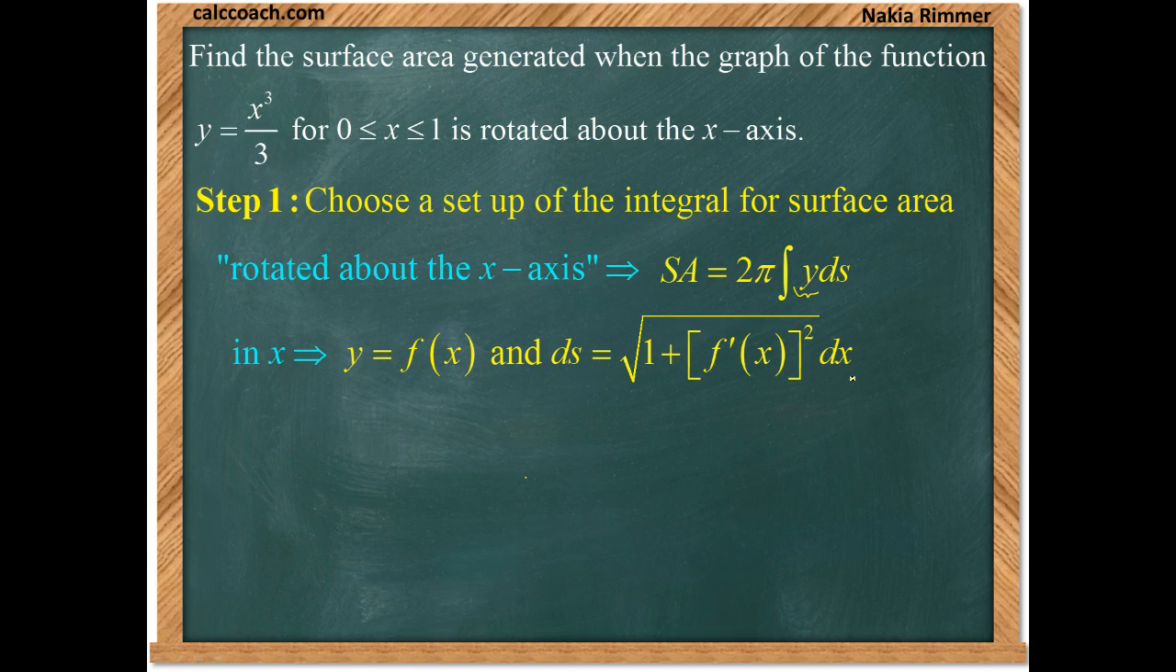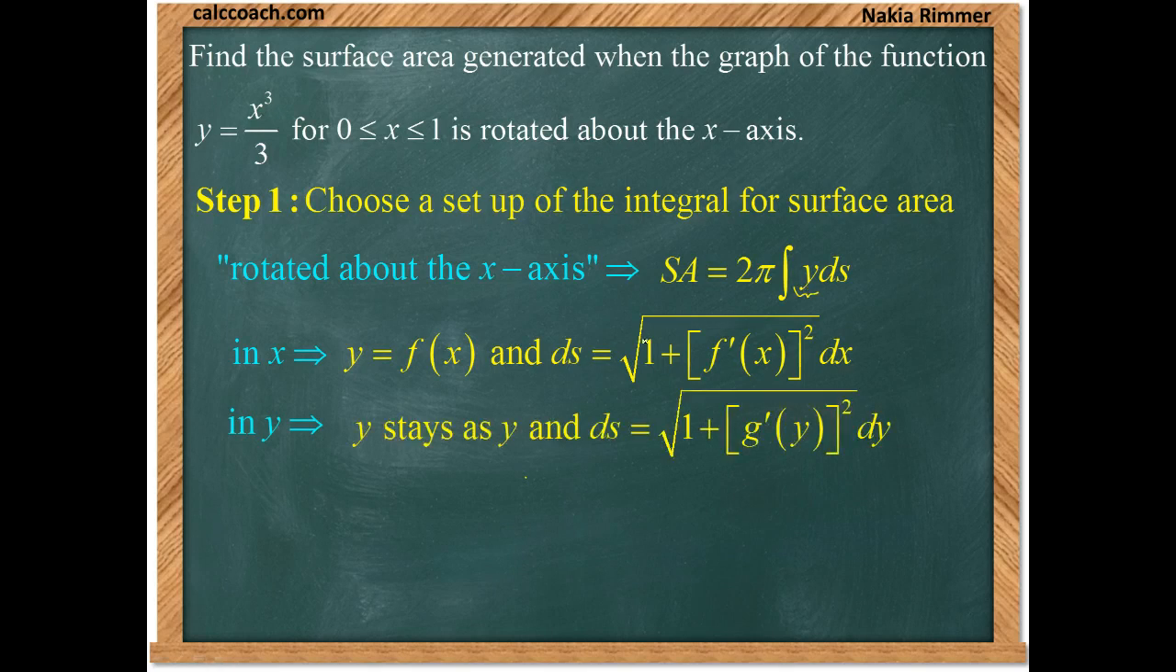Now, if we decide for some reason that we would like to do it in y, then the y can be kept as a y, and then when it comes time to do the ds, it'll be 1 plus the y version of the arc length formula. So it depends. You should go off of what they give you and try to reason from that.